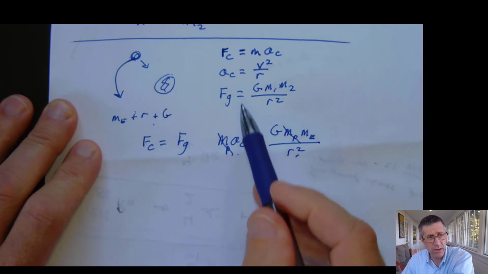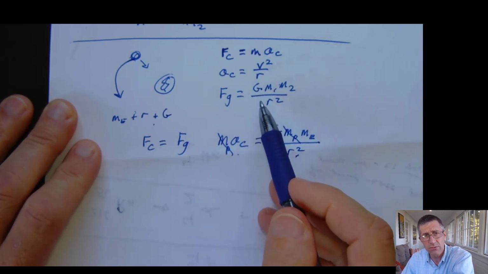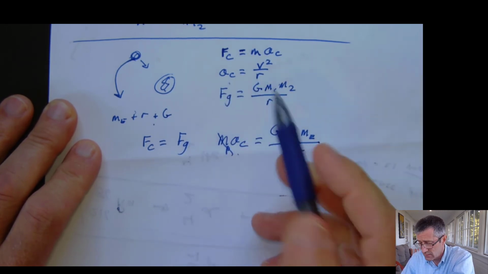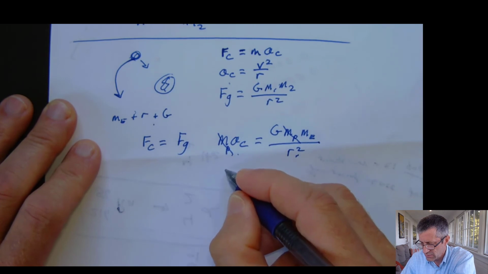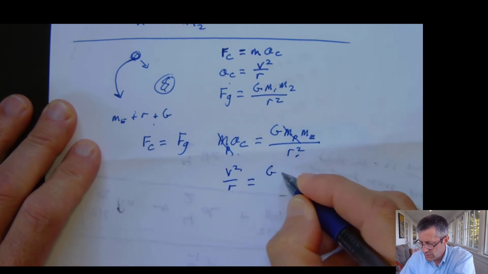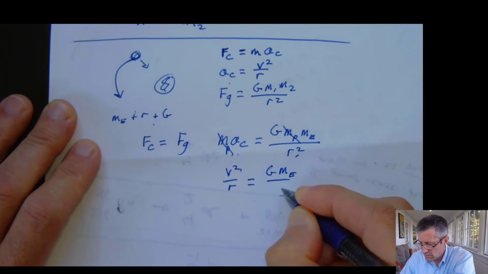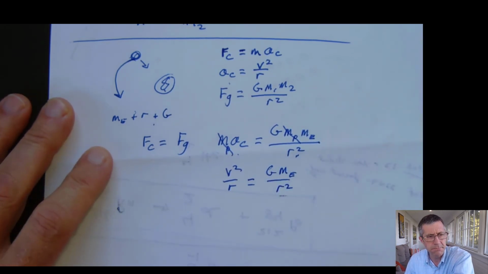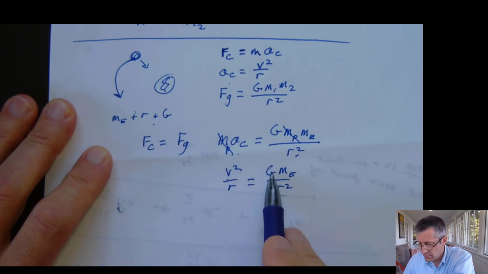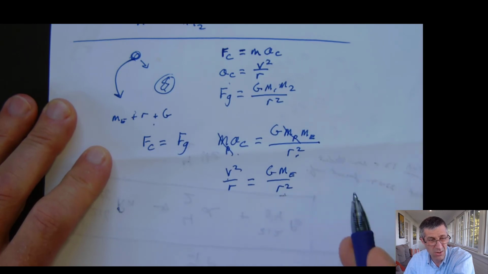So I'm going to hunt around. These three equations are all given on the formula sheet. I can replace centripetal acceleration with v squared over r. This is going to be equal to G mass of the Earth over r squared. A few things: I'm trying to get the velocity, that's good. G is fine. Mass of the Earth is fine. Radius is fine.